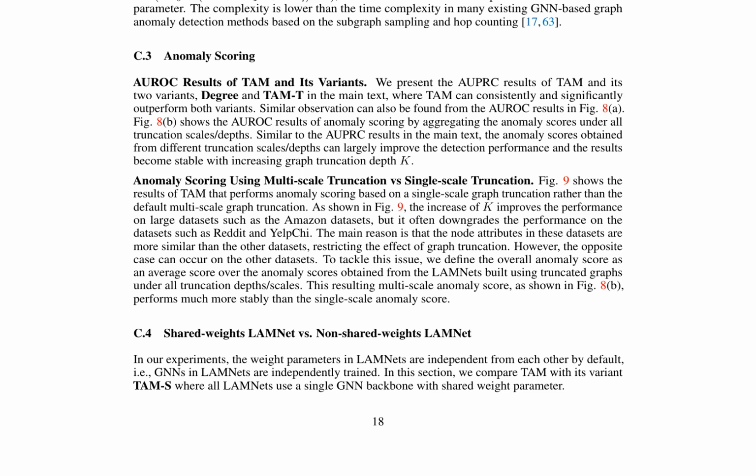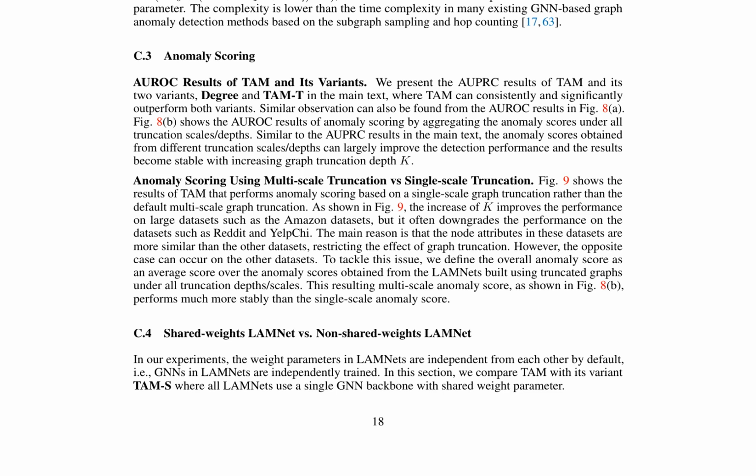To address this issue, the overall anomaly score is defined as an average over the anomaly scores obtained from LAM nets built using truncated graphs under all truncation depths, or scales. This multi-scale anomaly score performs more stably than the single-scale anomaly score.